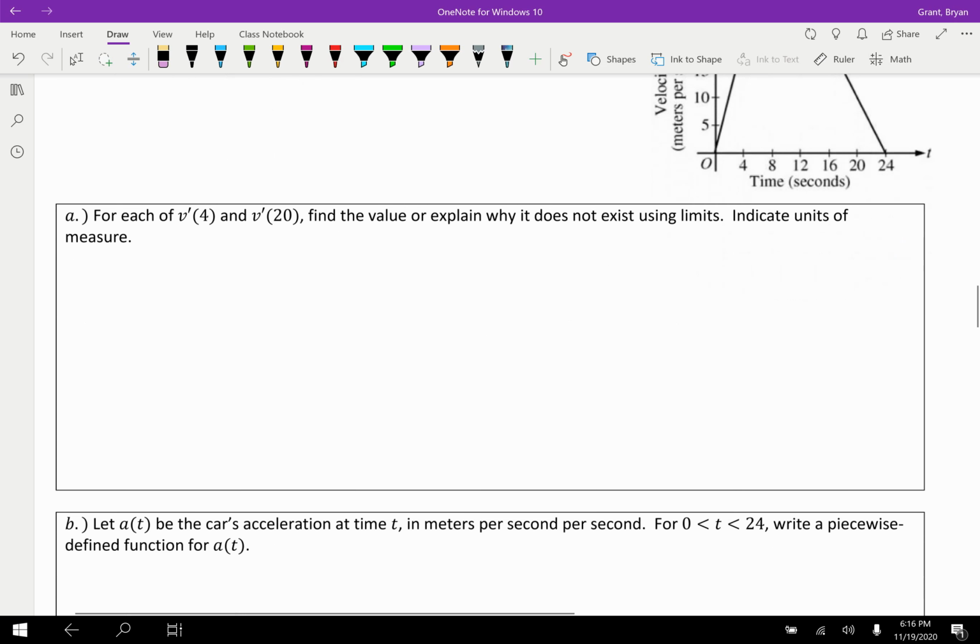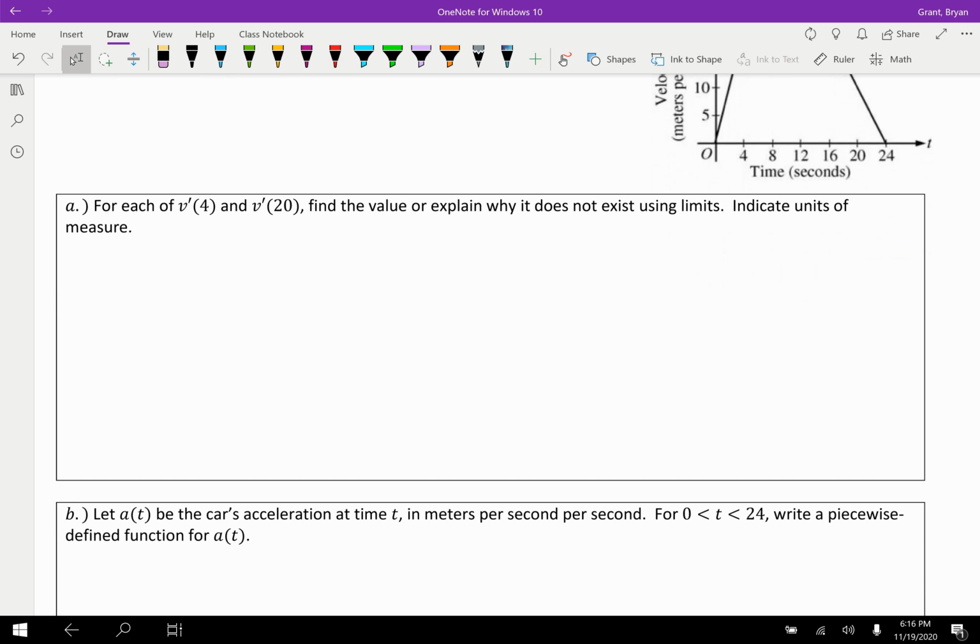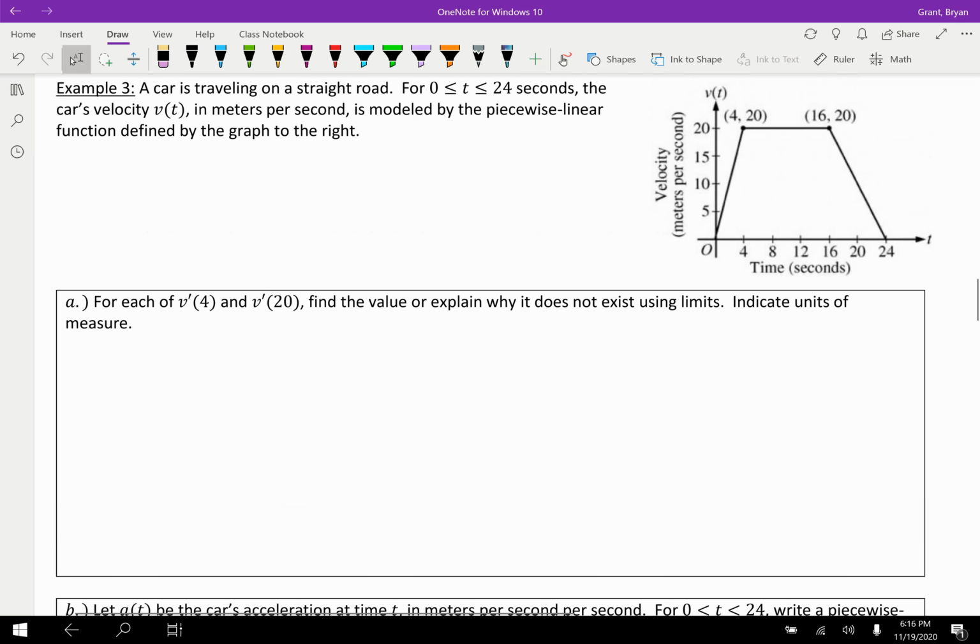Now what the heck do we have to do here? For each of v prime of 4 and v prime of 20, find the value or explain why it does not exist using limits. Indicate units of measure. All right, well, if we're going to find this, we're going to find v prime of 4. And v prime of 4 means the slope of this graph at 4, but looking at that, I'm already pretty darn convinced the slope at 4 does not exist. There's a sharp point there.